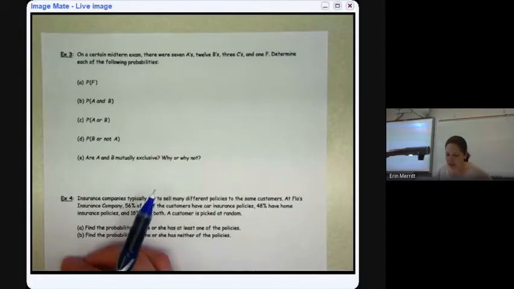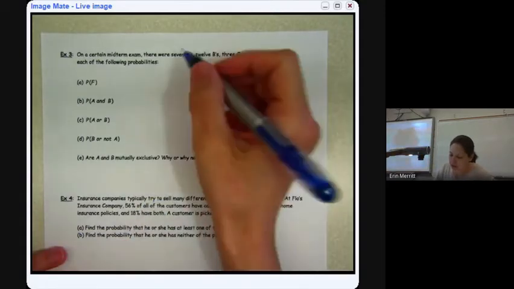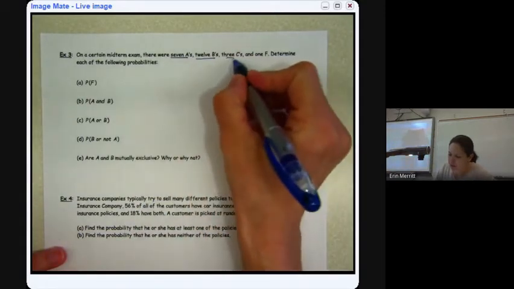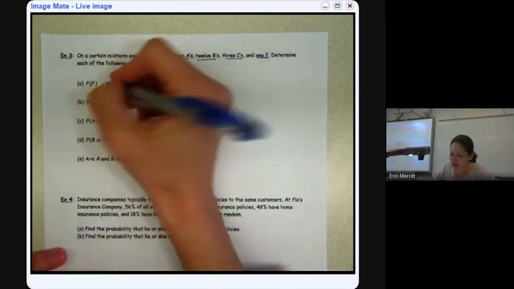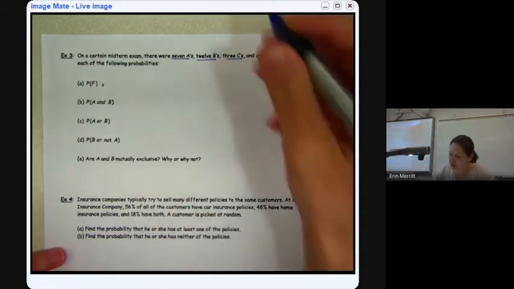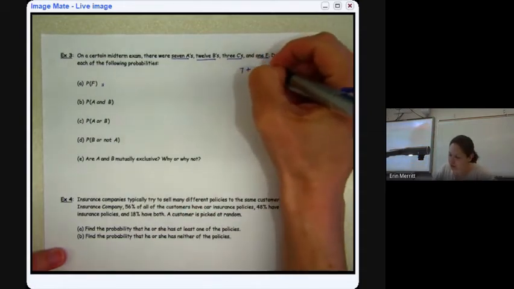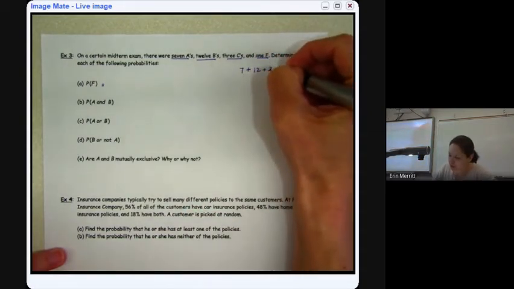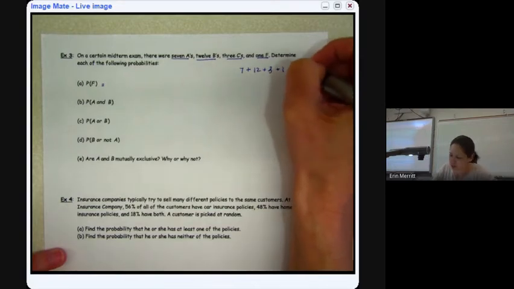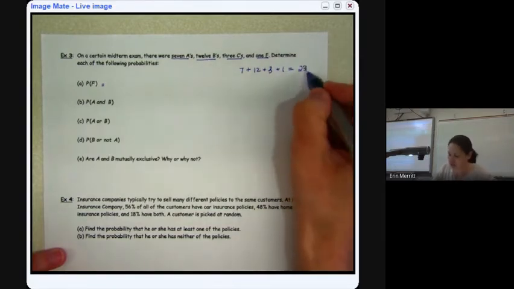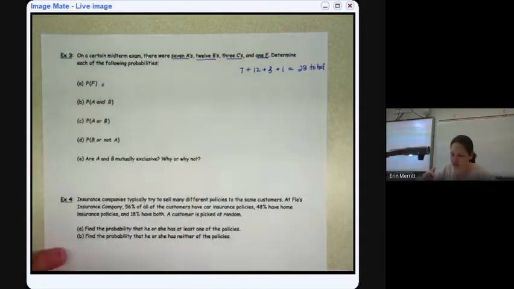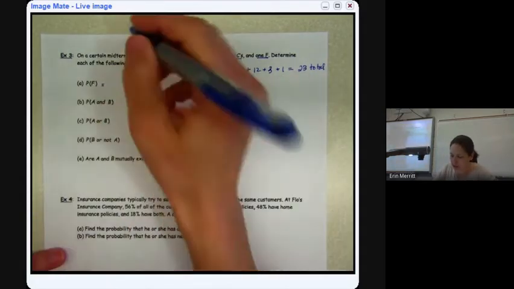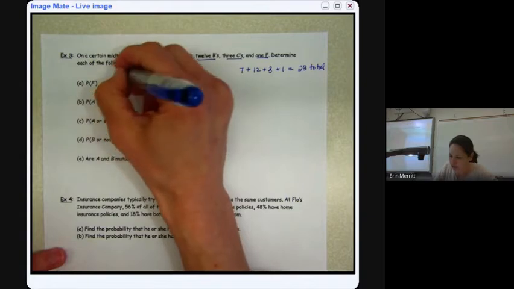Example 3, it's saying on a certain midterm exam, there's 7 A's, 12 B's, 3 C's, and 1 sad little F. Determine each of the following probabilities. All right, to figure out the probability of getting the F, you have to know how many total we have. So 7 A's, 12 B's, 3 C's, and 1 F. That's going to give us a total of 23 right there. So if you randomly selected a student, what's the probability to pick the kid that got the F? It would be 1 out of 23.